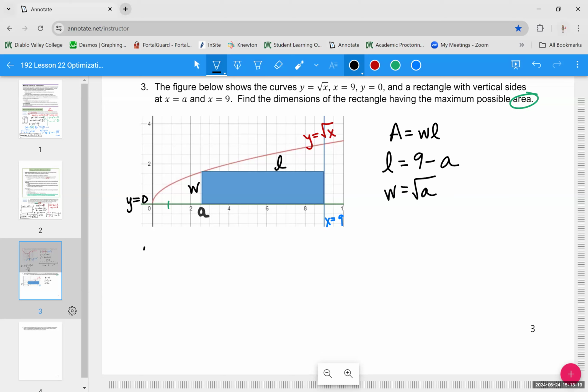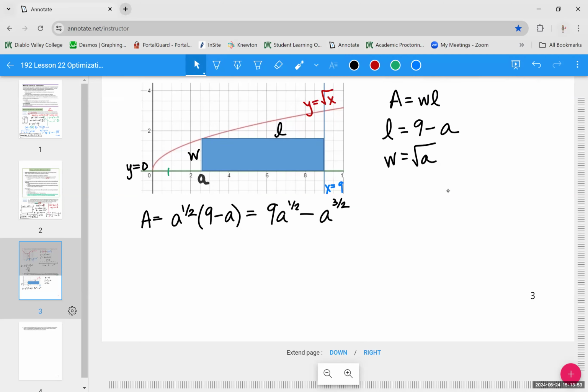So that gives us then that our area is the square root of a, maybe I'll write that as a to the 1/2, times 9 minus a, which is 9a to the 1/2 minus a to the 3/2. So now I have an equation for the thing that I'm trying to maximize in terms of one input variable. And that input variable is the location of the x where that rectangle would start. So take a derivative. I'm going to give you a chance to pause the video, take a derivative, find a critical number, think about endpoints, see what you come up with.